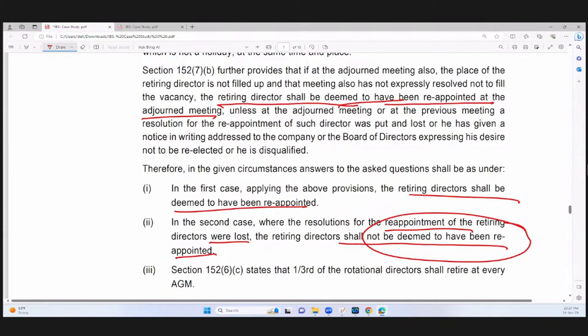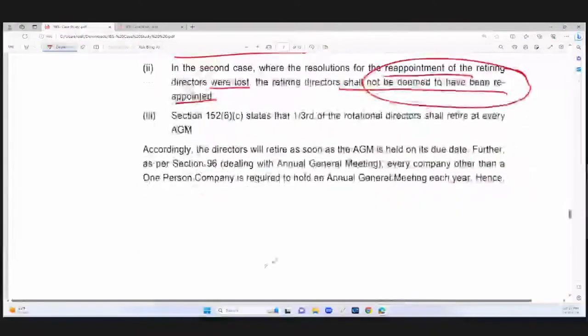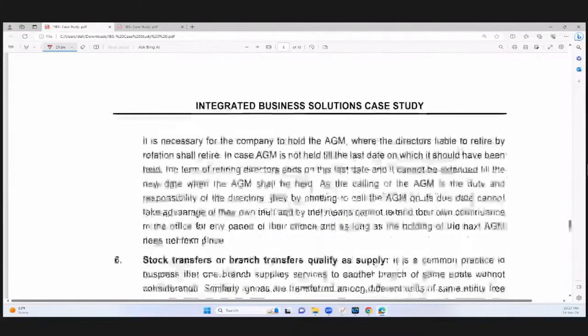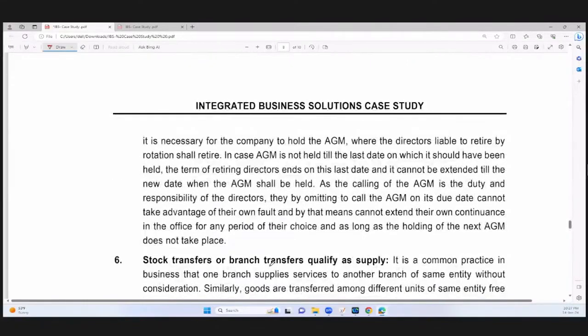But what will be the case? अब retiring directors का क्या होगा? In that case, 152 says that 1/3 of the rotational directors shall retire at every AGM. Okay, and deemed concept हमने देख लिया कि 96 क्या कहते हैं? 96 हमारा कब ड्यू होती है? Your section 96 says that you have to conduct an AGM, and in case AGM is not held on the date, the term of the retiring auditor ends on the last date. अब मुझे ये बताइए, आपका close of the financial year is 31st March.